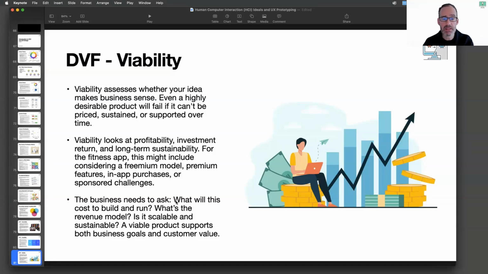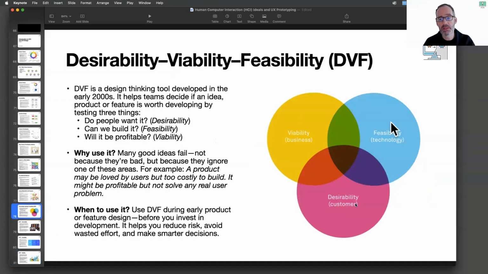And the business needs to ask: what will this cost to build and run? How will we make money in terms of revenue? Is this scalable? So these three things all factor in here. So before going off on a design, you need to consider them. These are all just different ways of looking at the problem of the design. And look, unless you have any questions, I will cap it there, guys.